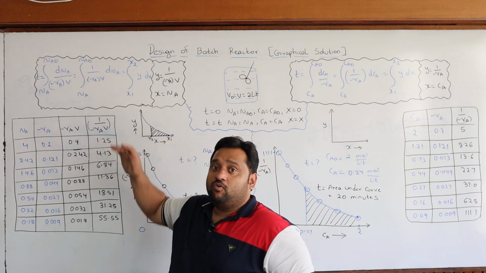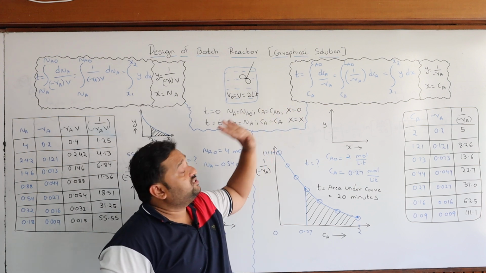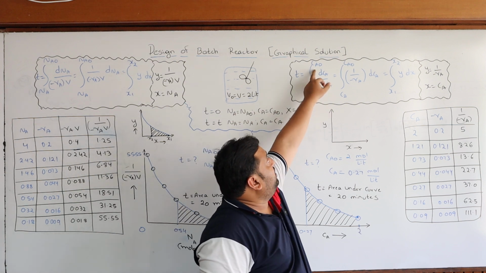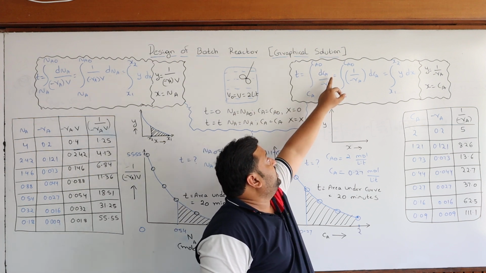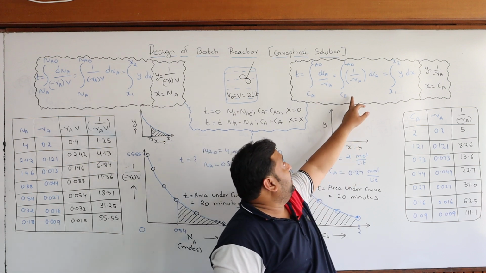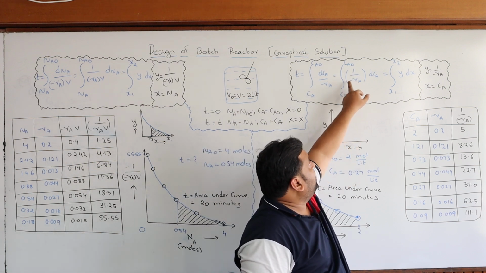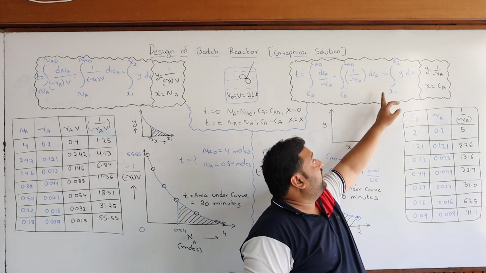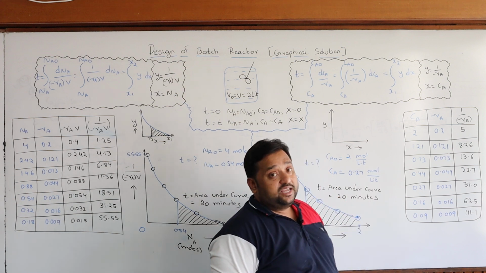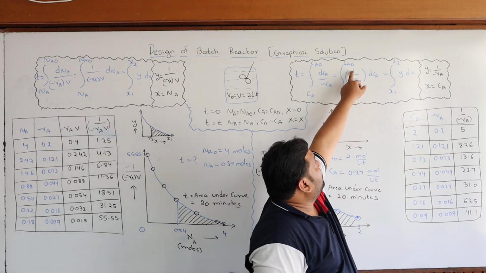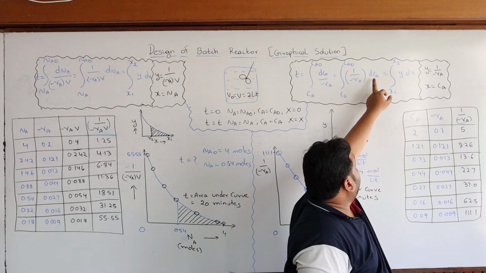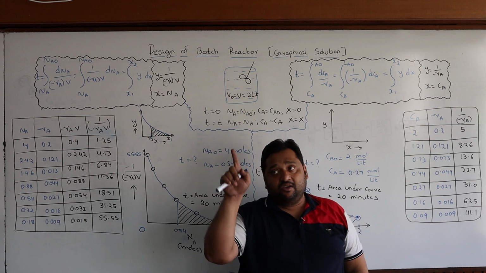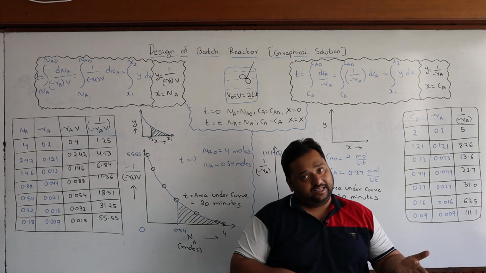here we went through the moles, and here we go through the concentration. The same way, time is nothing but the integral from Ca to Ca0 of dCa by minus Ra. That means the integral from Ca to Ca0 of 1 by minus Ra into dCa. Here again you have the integral of y into dx. What is y here? 1 by minus Ra is y. What is x here? It is nothing but concentration. That means you need to plot 1 by minus Ra on the y axis and concentration on the x axis.